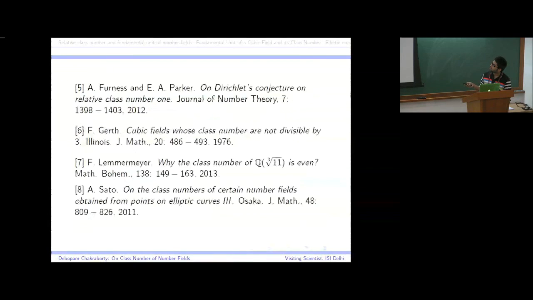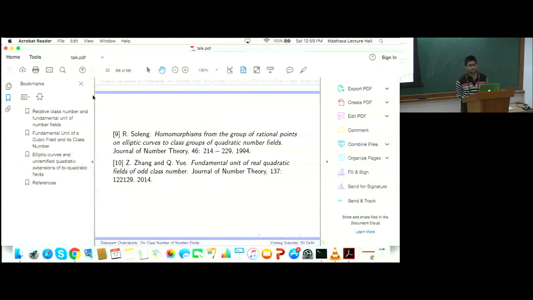Just like n equal to 1, given any number, it's unknown whether there are infinitely many fields of that class. So like 2, 3, something, does it help? In class number, or? The corresponding question, you are doing for relative class number.